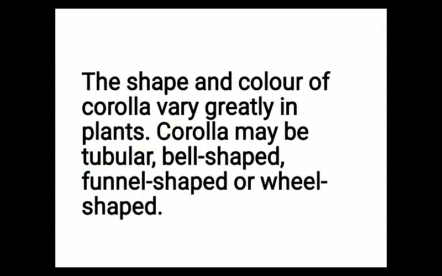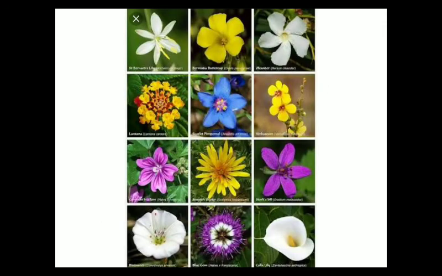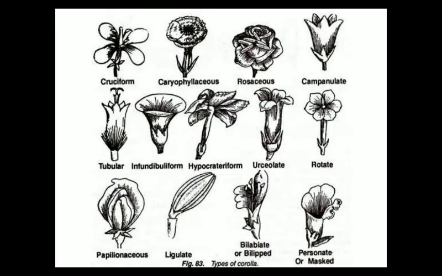In any flower the corolla may be bell shaped, funnel shaped or wheel shaped. So there are different types of flowers on the basis of the color of the corolla and on the basis of the shape of the corolla. For example, in this diagram you can see that there are 13 different types of corolla on the basis of the shape of the corolla. So you can see that we can categorize flowers on this basis also.